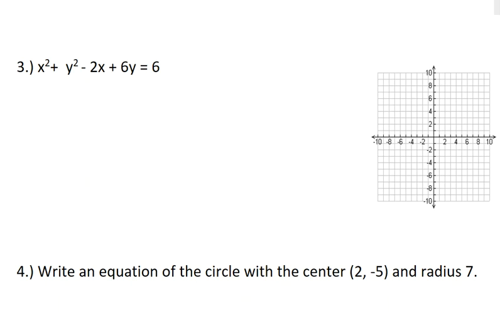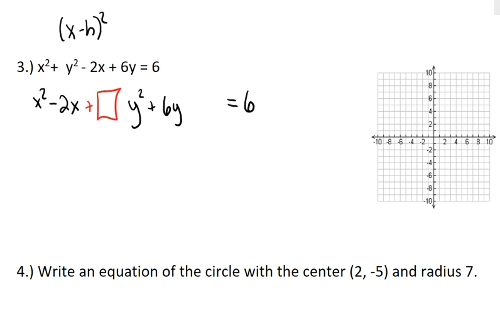What we're going to do is we're going to group the variables together. So we're going to get x squared minus 2x. I'm going to leave a little space, and we're going to get y squared plus 6y. And again, we're going to equal that to 6. Now, you may kind of see where I'm going with this. The idea is to make a binomial square, right? (x minus h) squared. So like we've done in previous units, we're going to complete the square for each of these.